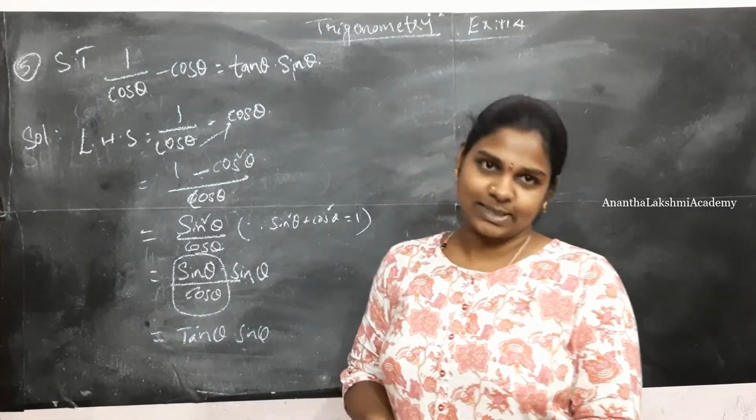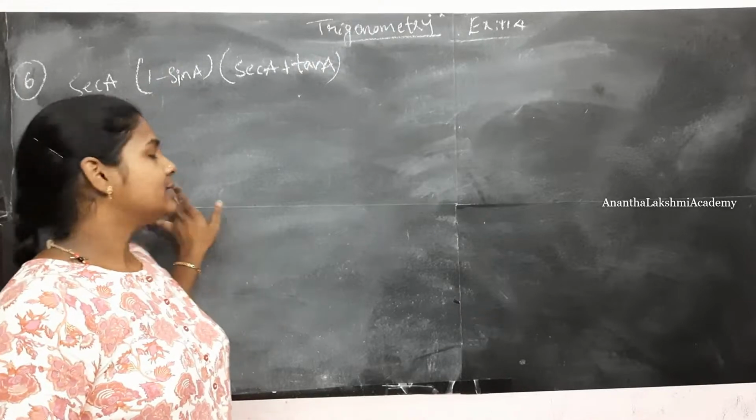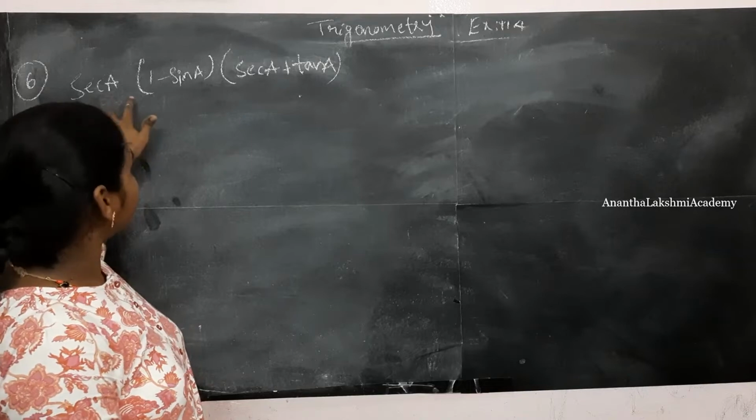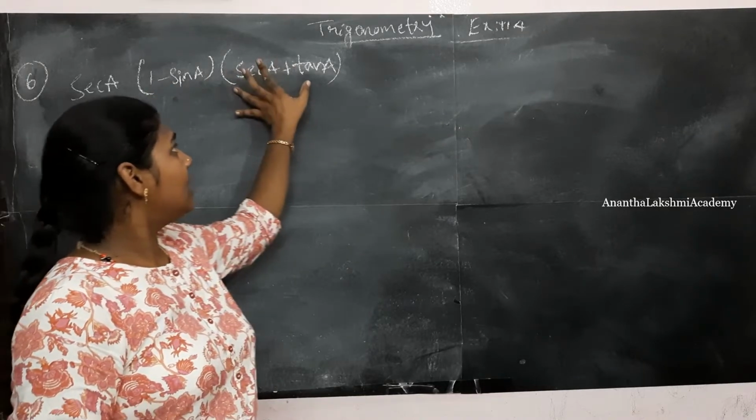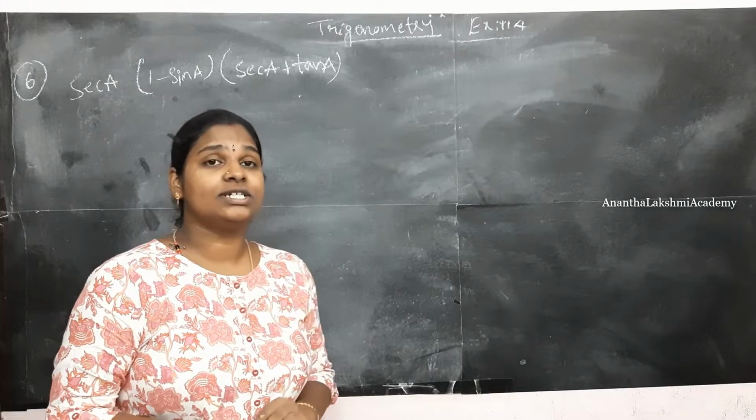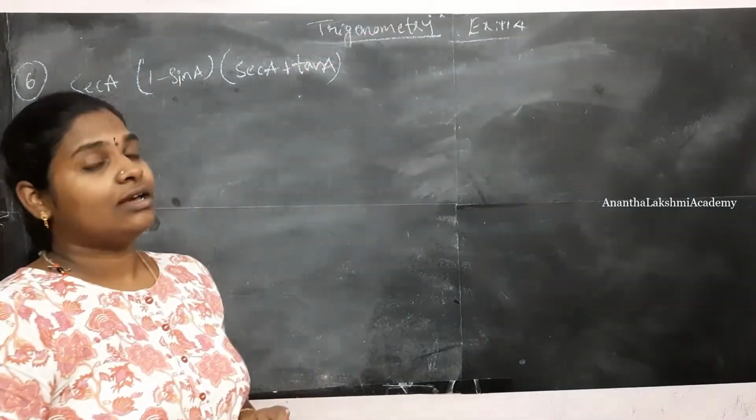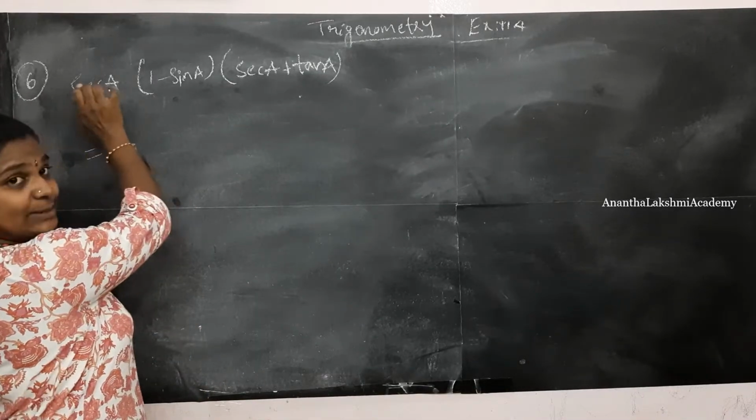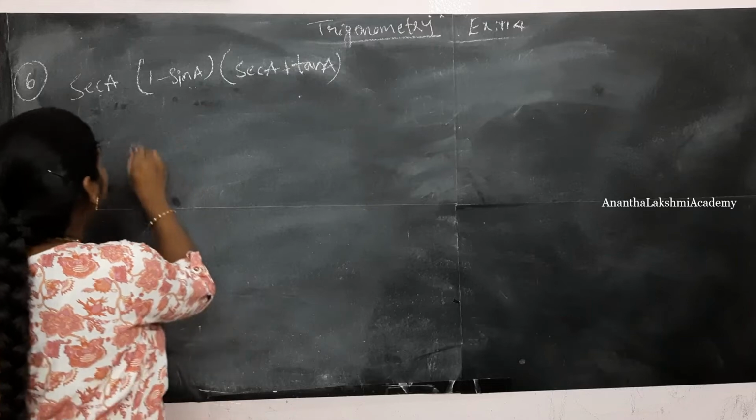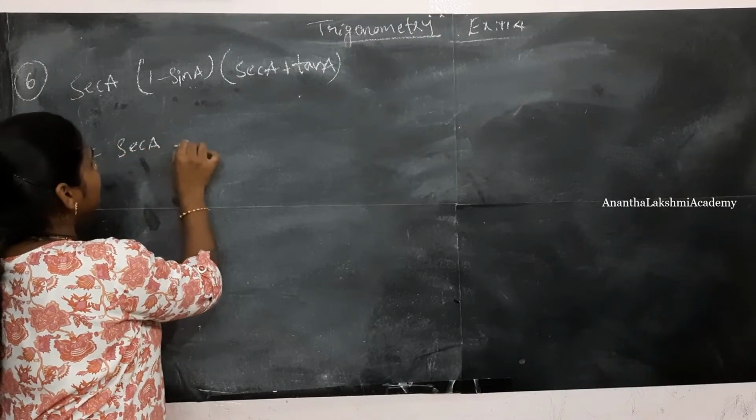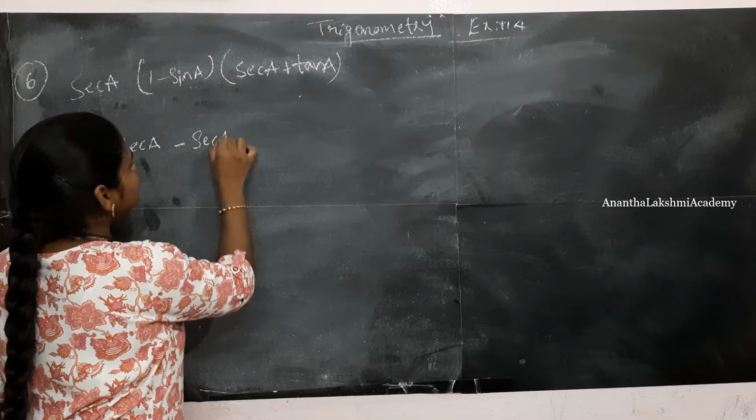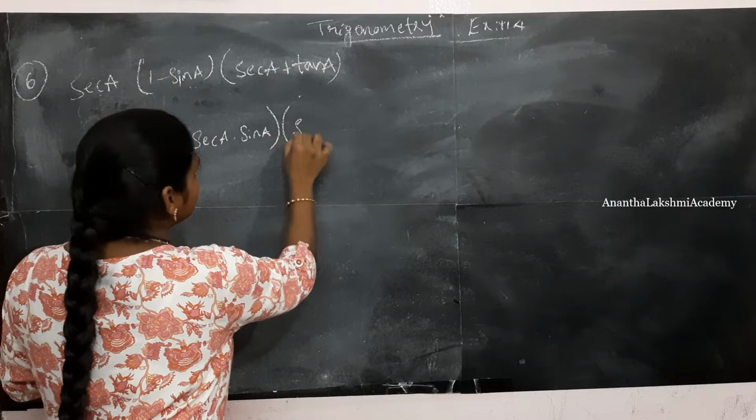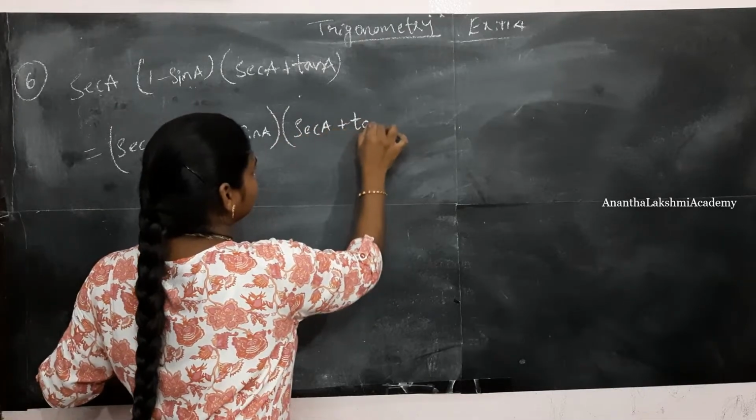Let's jump into the next problem, problem number 6. So for the sixth problem, they are asking us to simplify secant A multiplied with (1 minus sine A) and multiplied with (secant A plus tan A). What is this? Simplify, in simple terms we need to solve this. So let's try doing this. First let me take secant A into this bracket. Secant A minus secant A into sine A, and secant A plus tan A.